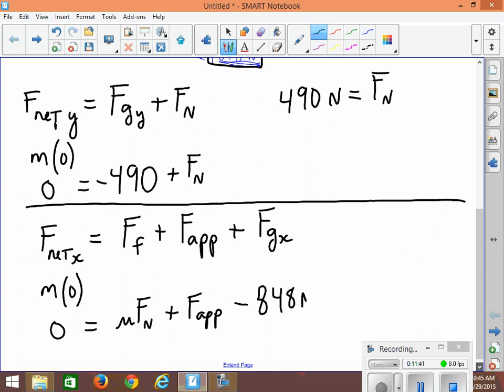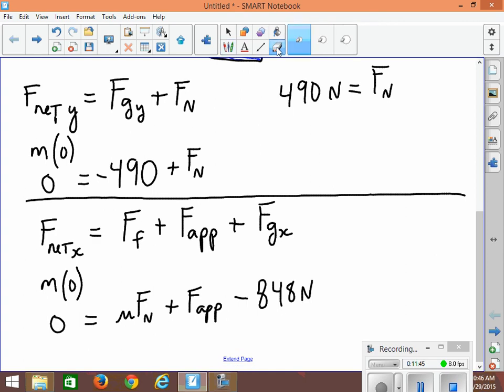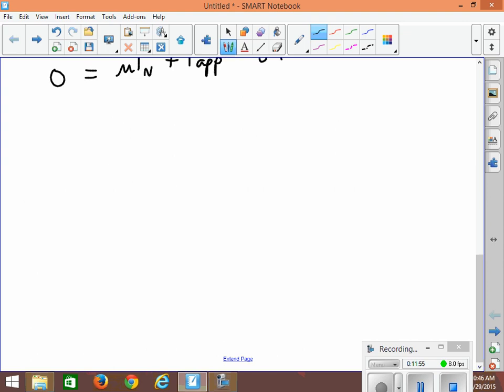848 newtons. Okay. I think I'll just leave the units out. I don't like putting units because they get very easily confused with variables and things get all messy. But we know if we use standard units, they'll all work out properly. Okay.